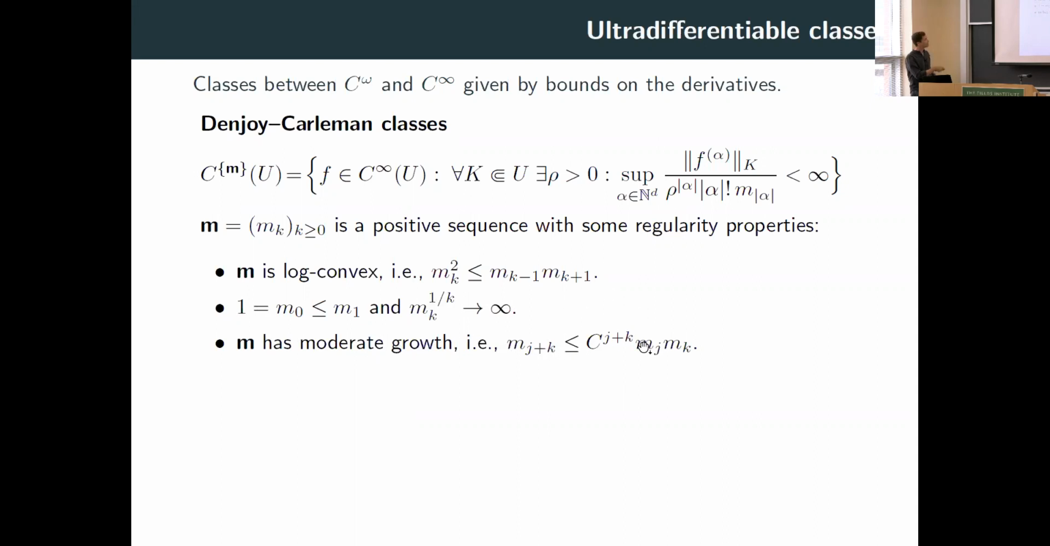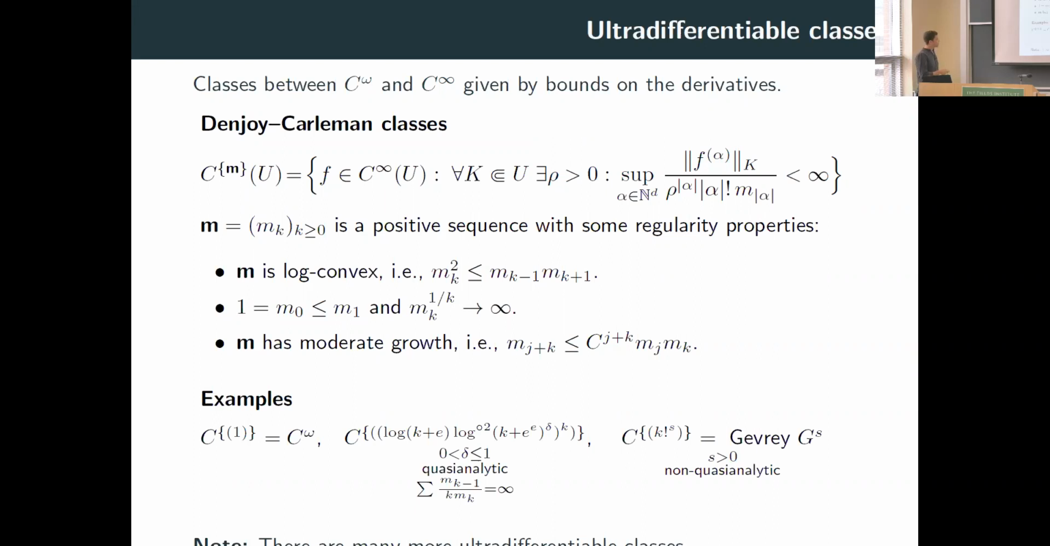taking differentials. By the way, I should stress that the log convexity condition also implies that our class has strong stability conditions. So, for instance, it's closed under composition, it's closed under taking inverse functions, it's closed under taking implicit functions. It's closed under solving ordinary differential equations. In particular, since the real analytic functions are contained, the closedness under composition also means that our class is an algebra.